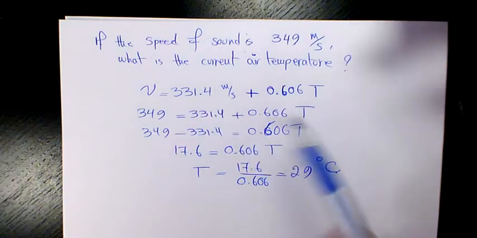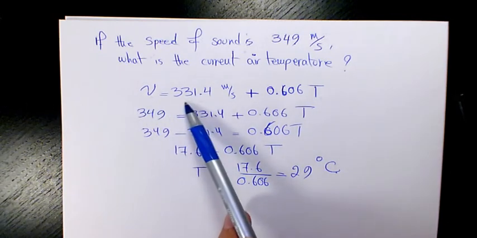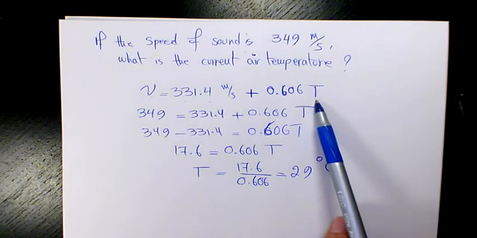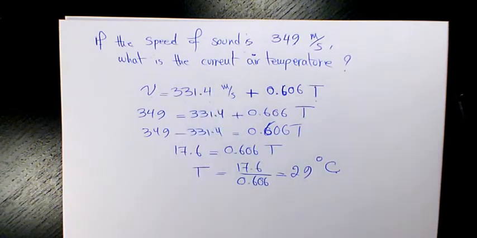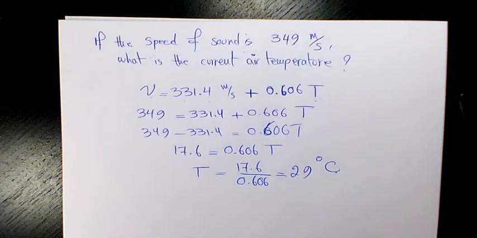We need to know that if the temperature is positive, the speed of sound is greater than 331.4. If the temperature is negative, lower than 0 degrees, the speed of sound is going to be less than this number. And at 0, the speed of sound is going to be 331.4 meters per second. Let's see another example.